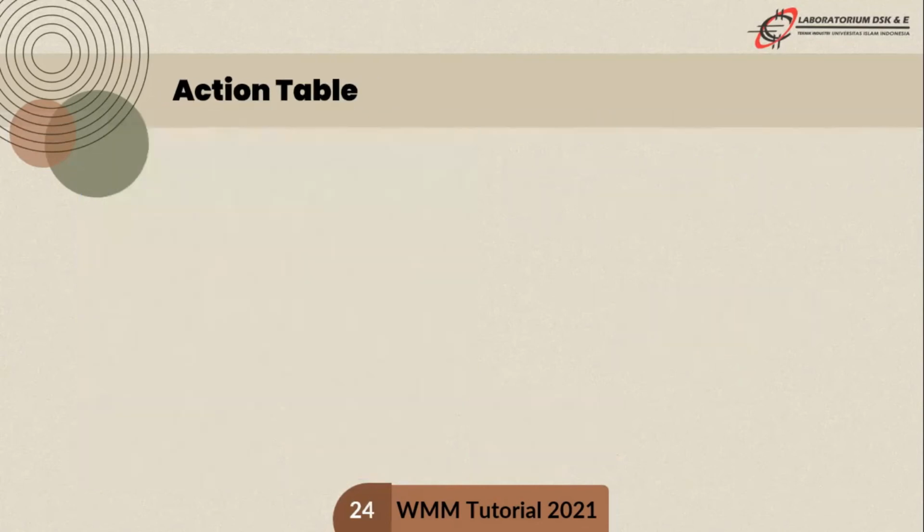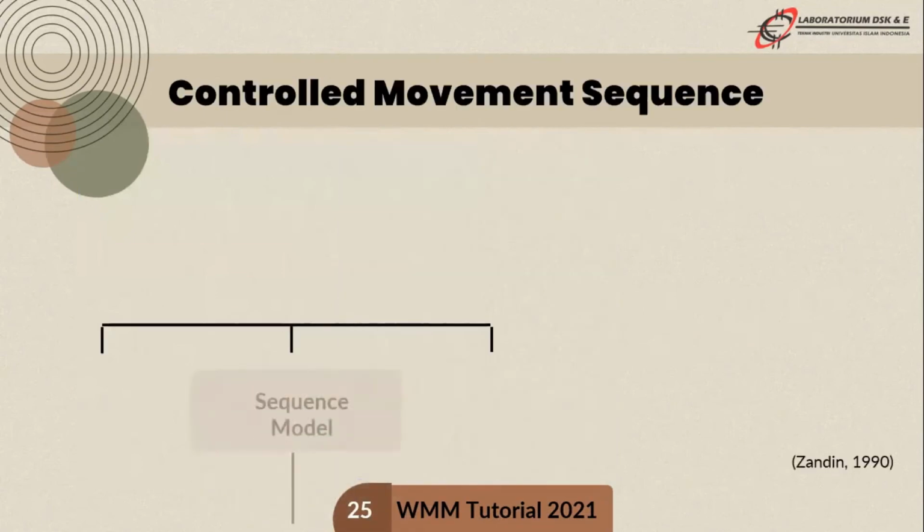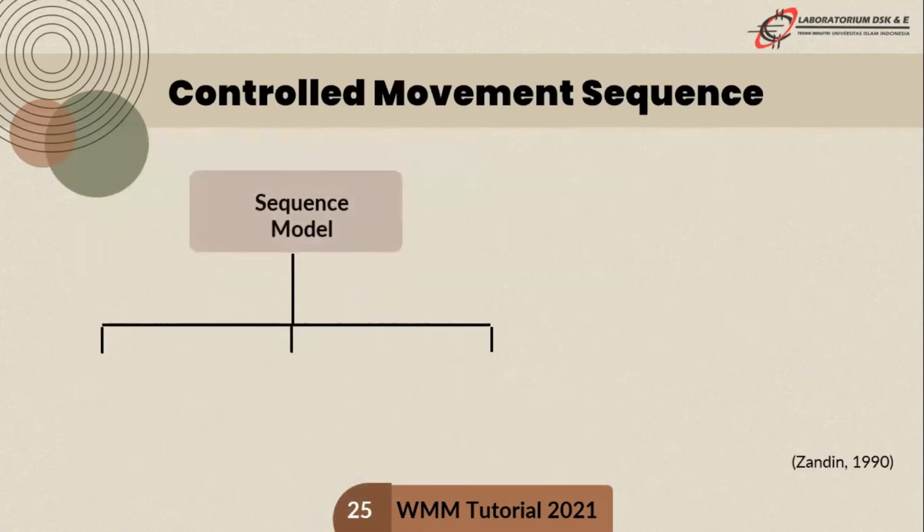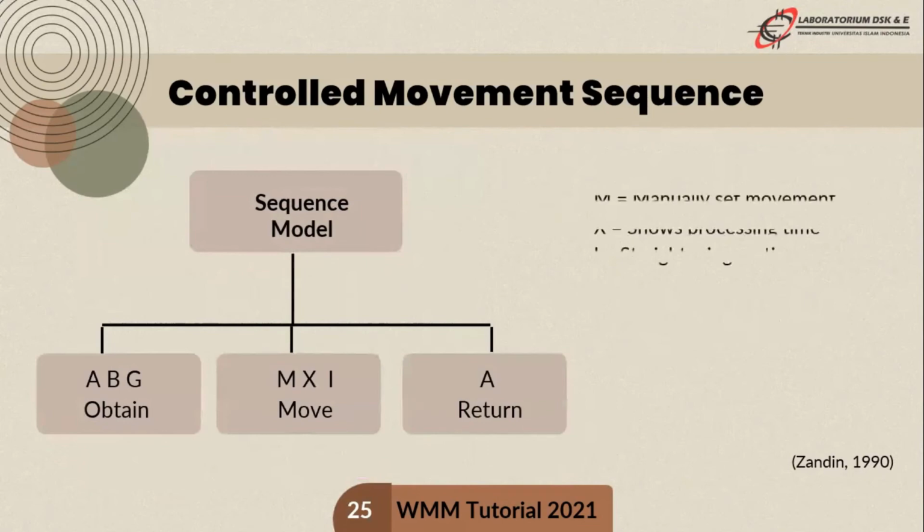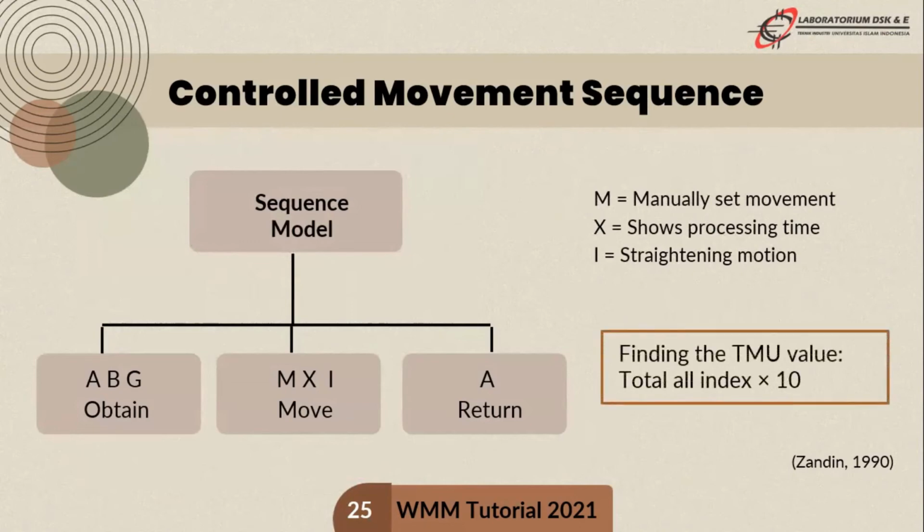Okay, next is the controlled movement sequence. It has 3 groups: obtain, move, and return. For obtain, it's still A, B, and G, but for move, it's M, X, and I. For return, it's still A. It's still the same formula: multiply the total of all indexes by 10.